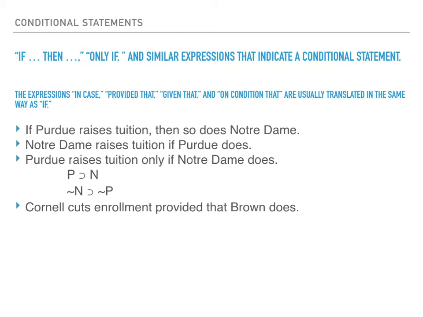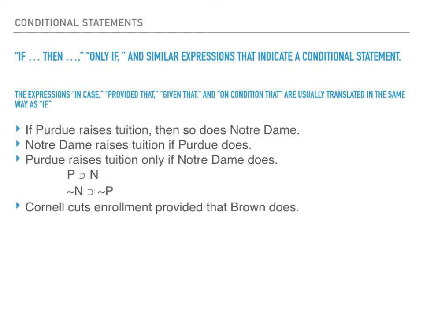For instance, if it just says, if Purdue raises tuition, then Notre Dame does, that's the same sentence there, but with the word if. So that's a bit confusing. But you can memorize the rule. The words only if tell you that whatever follows it goes into the consequent. Okay, so we have a distinction between if and only if.